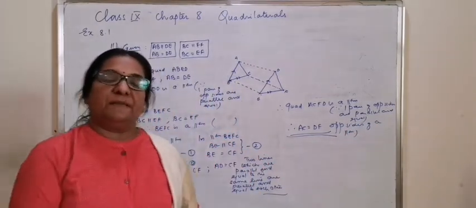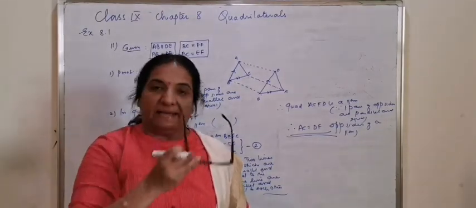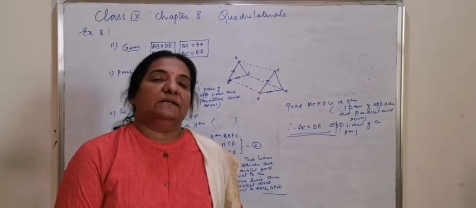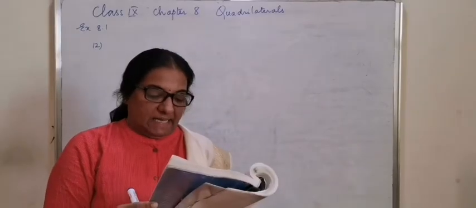This question is purely based on only one property. If the same pair of opposite sides are parallel and equal, the given quadrilateral will become a parallelogram. The last question in the exercise.